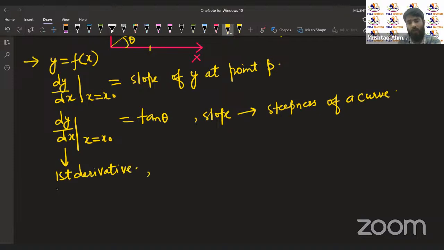And if we take the derivative of the same function twice, we call this the second derivative.